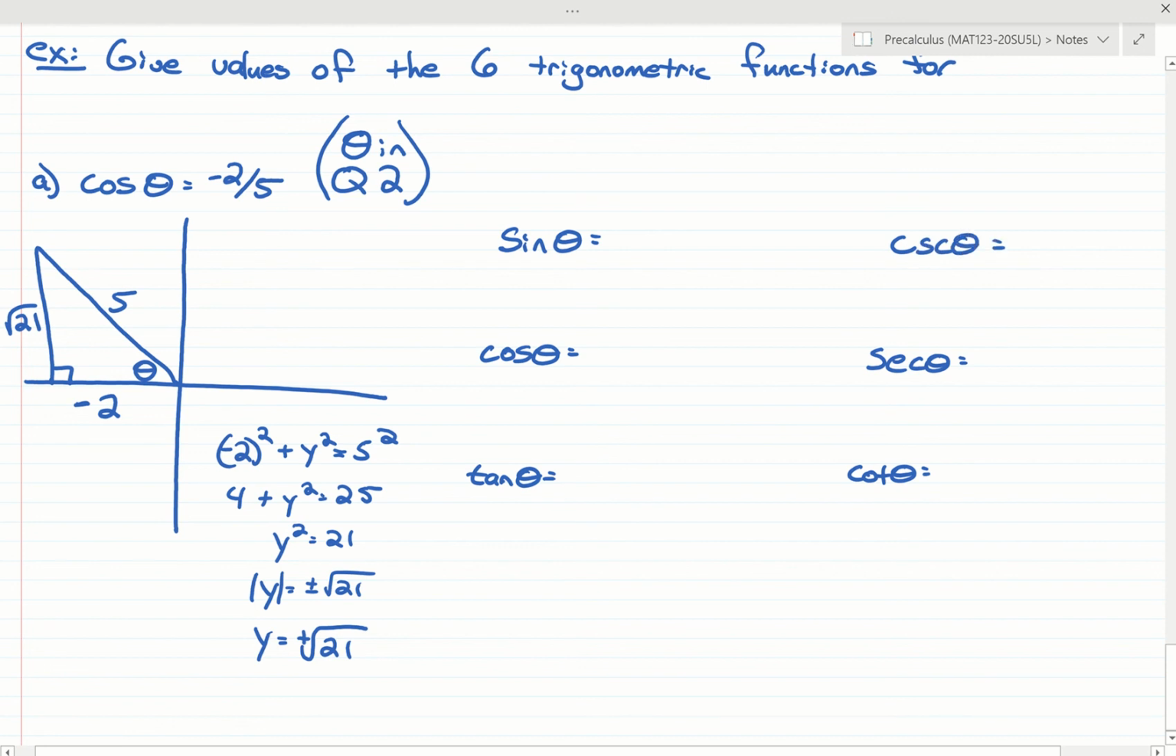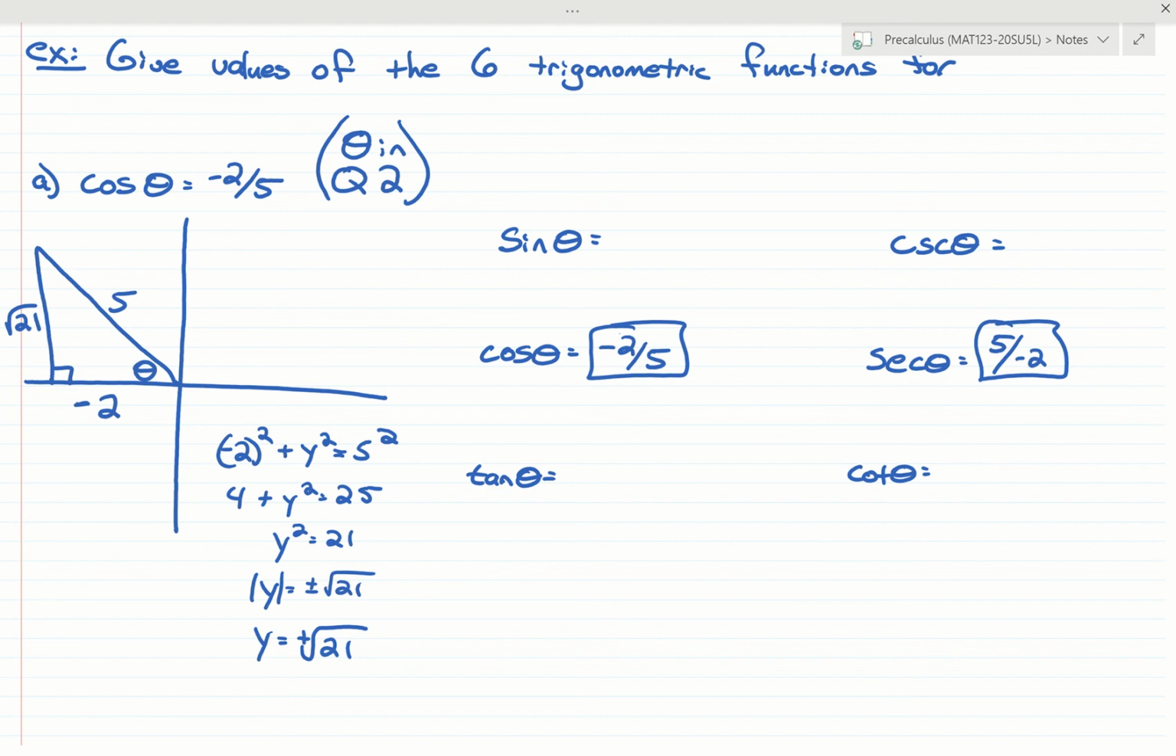Okay. Well, we know cosine's negative 2/5, so I mean that's pretty easy. Let's do that, and secant would be the reciprocal. Doesn't matter where you put the negative. Generally, calculators like the negative on top, but it's still technically correct if you have it on the bottom or in the middle. Sine would be the opposite side over the hypotenuse. So I'm going to write the square root of 21 over 5, where the reciprocal would be 5 over the square root of 21 for cosecant, and then let's rationalize it.